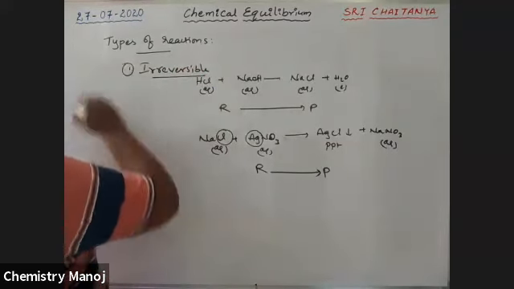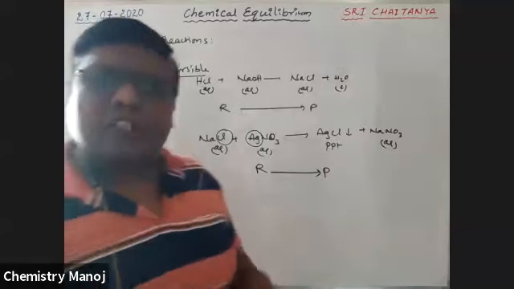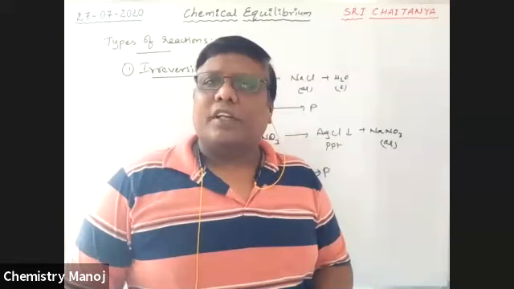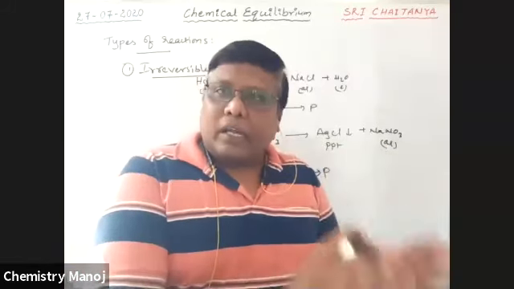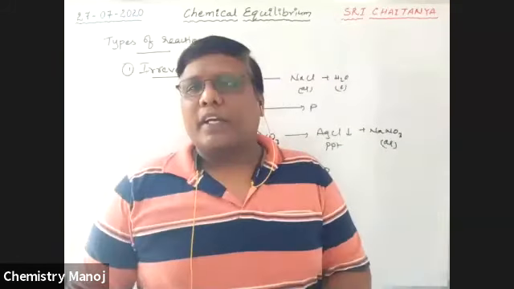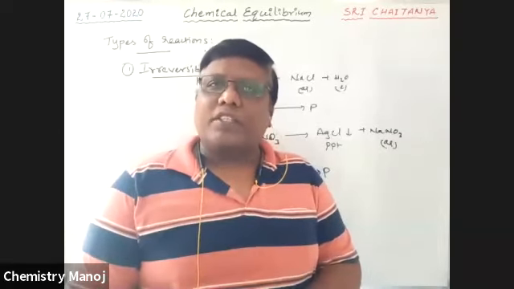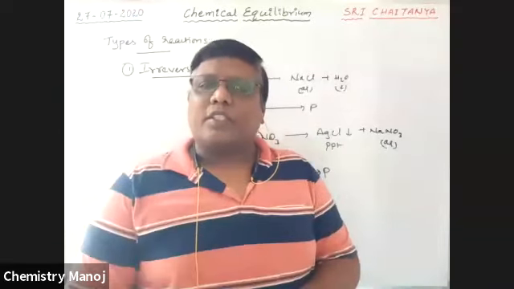Irreversible reaction. It is the first type of reaction. Irreversible, not reversible. That means a unidirectional reaction. Reactants are changed to products, but products are not changed to reactants. Only one way of reaction. Reactants are converted into products.